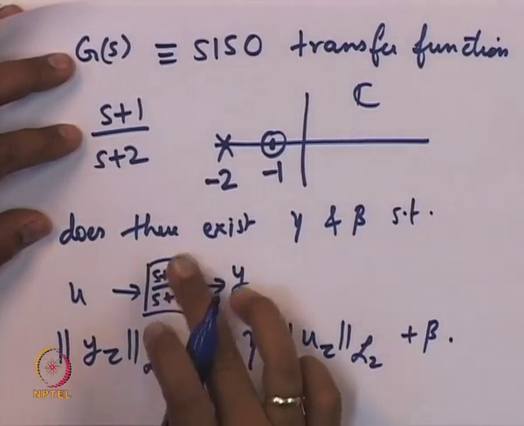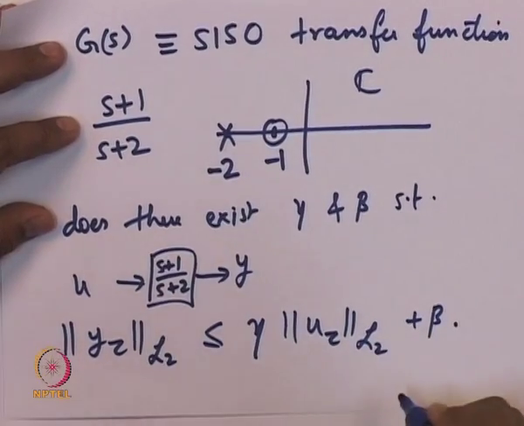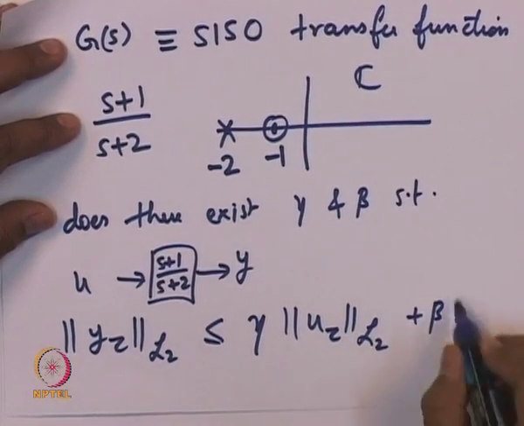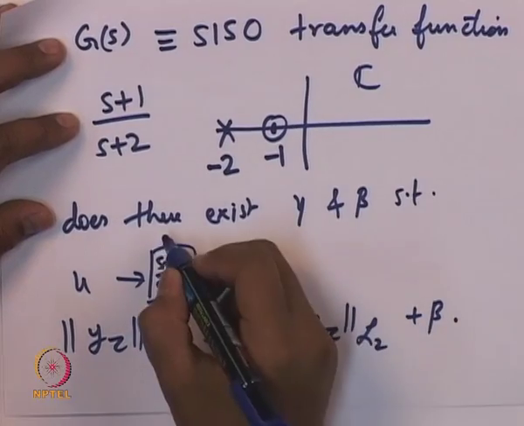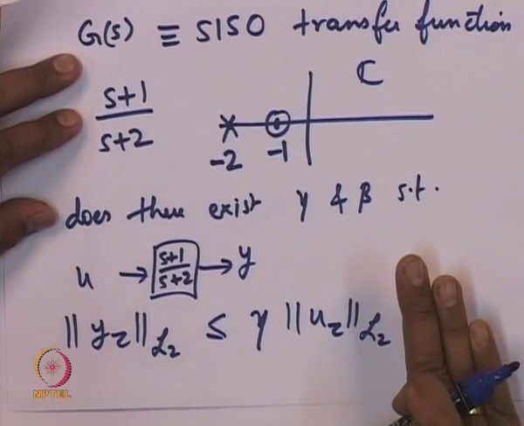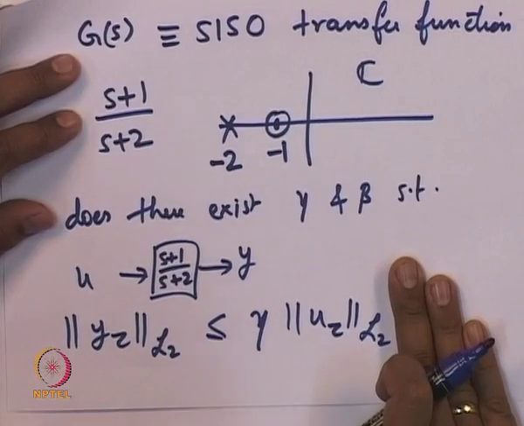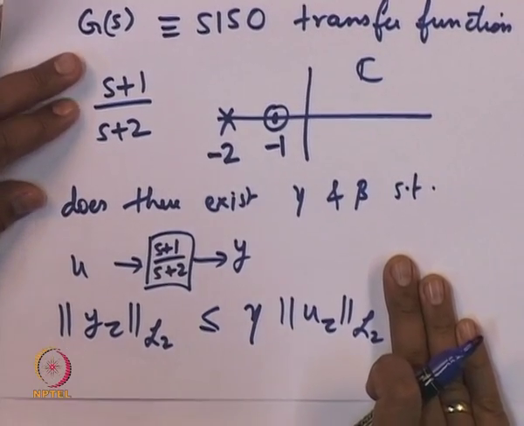If the initial condition is non-zero, then of course more energy will come out in the output even when the input is identically 0, and hence this beta is playing a role because the initial condition could be sitting inside and could be non-zero. But we are going to consider the case that the initial condition is equal to 0, and hence we will not be considering the role that beta plays. That is a relatively easier issue anyway.